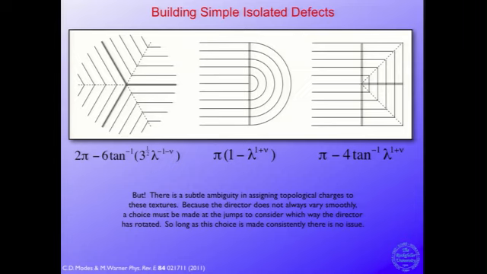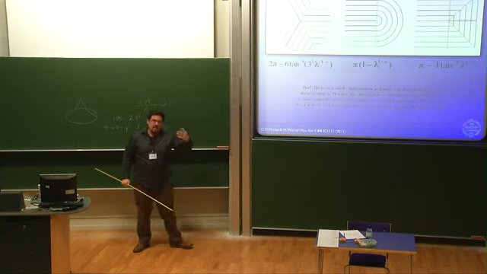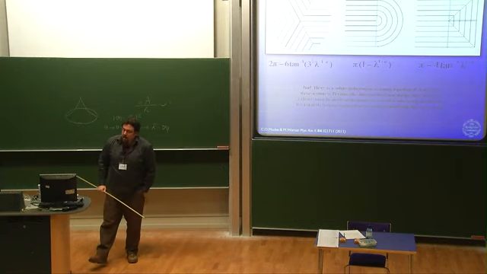I don't want to take too long on this, but because you have discontinuous jumps, there is a subtle ambiguity in whether or not you call this a +1/2. When you imagine moving the director field through one of the discontinuities, you could say that it rotated this way or that way to get there. And depending on how you do that, you might assign some different charge.